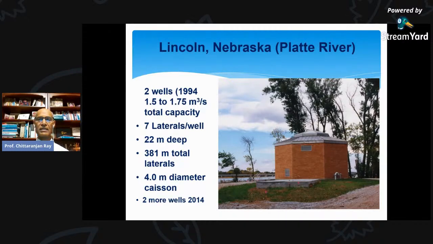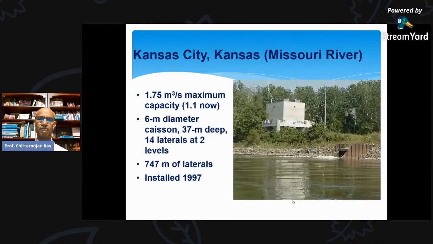And the largest wells, there are 2 of these in Kansas City, Kansas, on the Missouri River. These lateral screens are at 2 depths. They're about 747 meters long for each of the wells. They were installed in 1997, but their sustained pumping rate is over 1.1 cubic meters per second for each of those 2 wells.